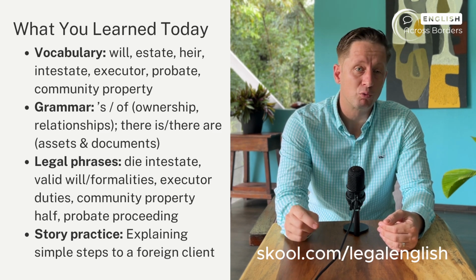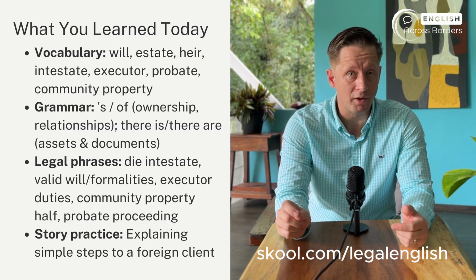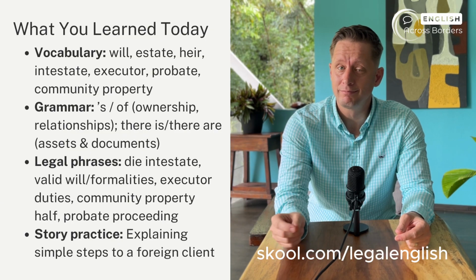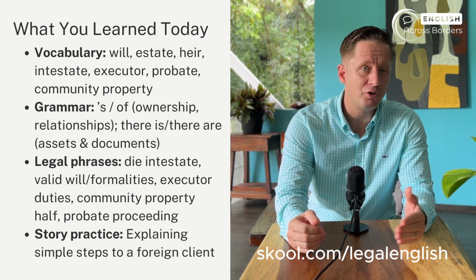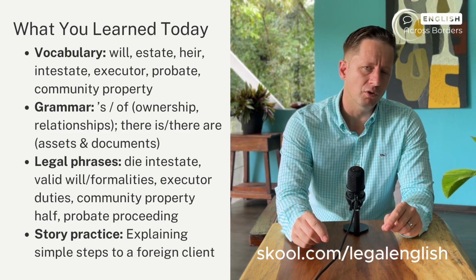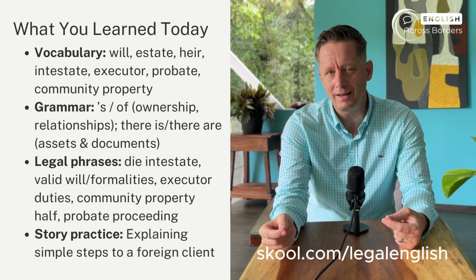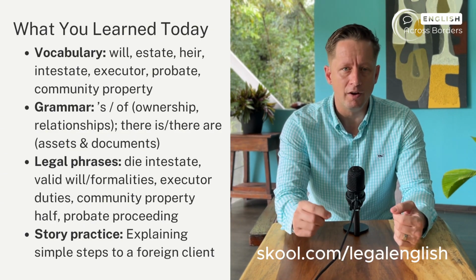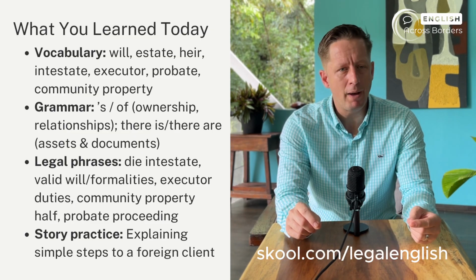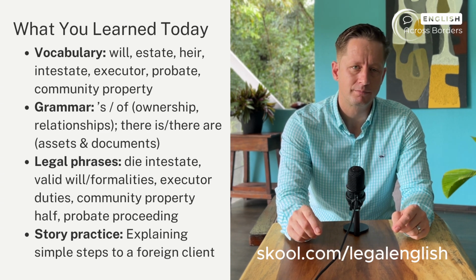Second, you practiced grammar, ownership, and lists. You learned how to show relationship with apostrophe S and of: the client's will, the will of the client, the children's inheritance, the inheritance of the children. You also use there is and there are to list documents and assets in the estate. There is a will. There are 3 heirs. These simple patterns make your explanations clear and easy to follow.